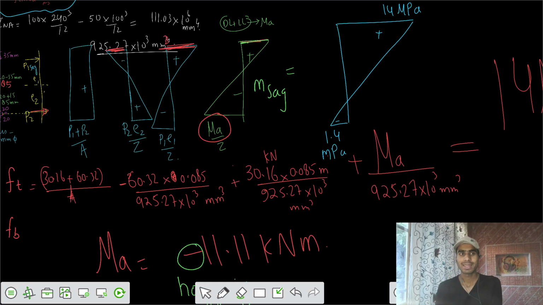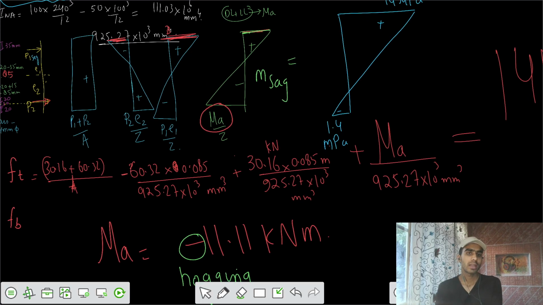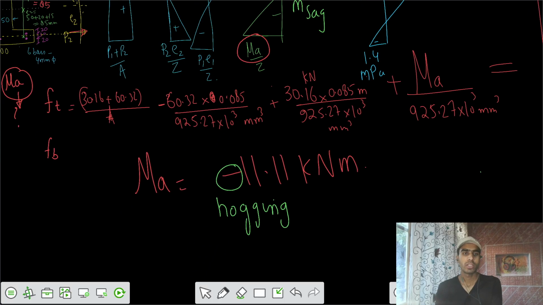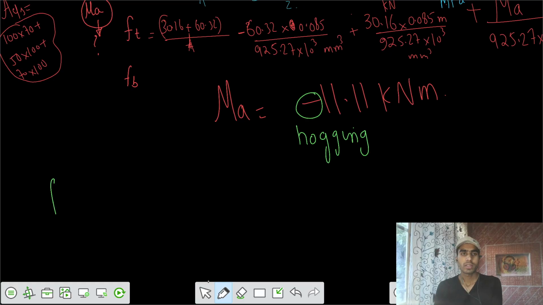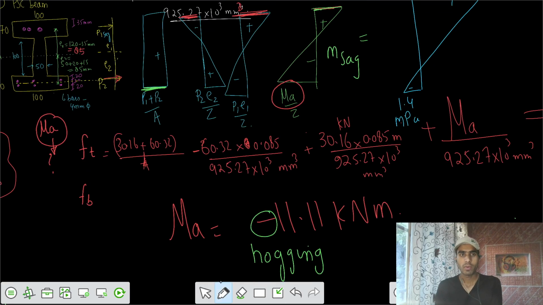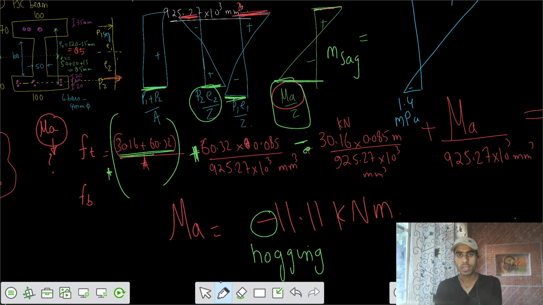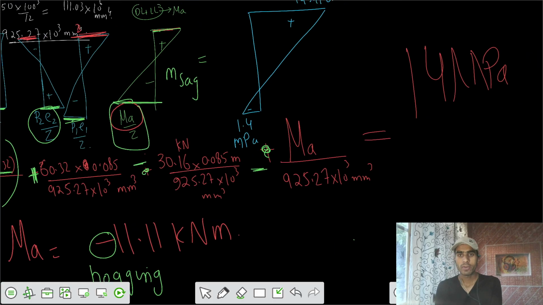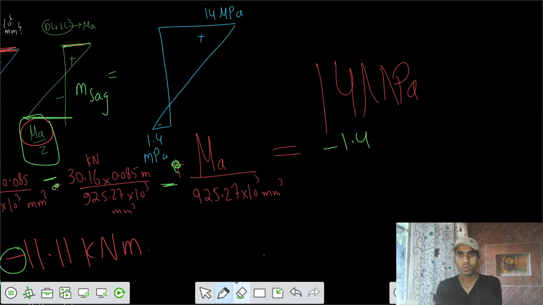One more thing we need to check is the second stress, the stress at the bottom. The stress at the bottom is the same, that is P1 plus P2 by A. This part is the same, plus. After that, this part is also the same, but we have to keep it positive. After that, this part is also the same, but we have to keep it negative. And finally, we equate it with minus 1.4 megapascal.